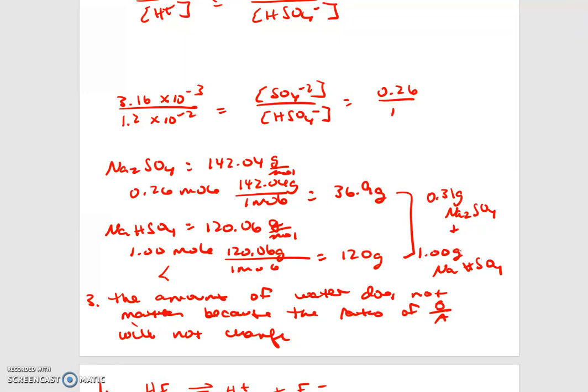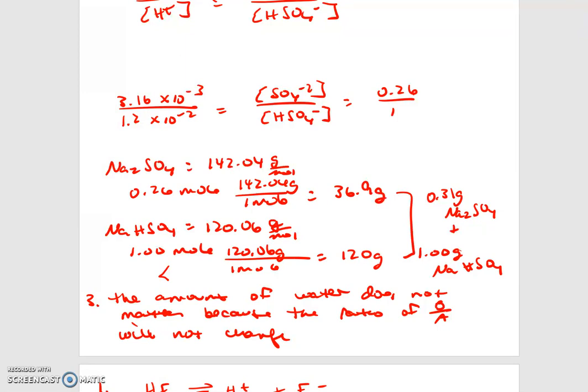But that is huge quantities of my salts, and I don't ever use that quantity of salts. And the question tells me I only have 1 gram of each salt. So if I were to divide both of those quantities by 120, that'll keep my ratio the same, but it'll give me 0.31 grams of sodium sulfate and 1 gram of sodium hydrogen sulfate. The ratio is still the same. The pH is still going to be the same. I'm just going to have less salt in my solution, which means my buffer capacity would be less.